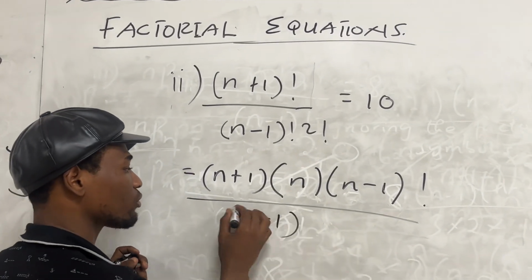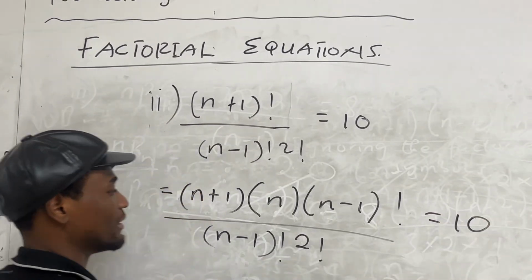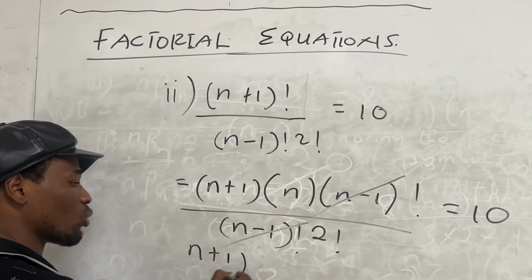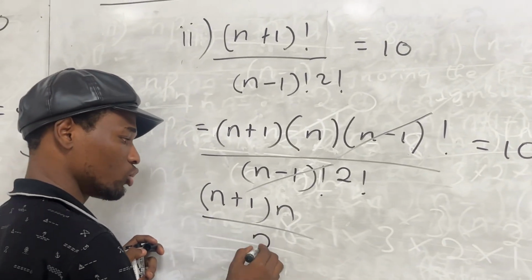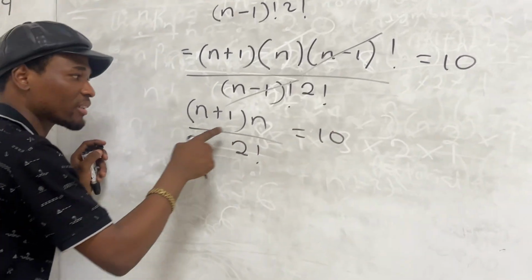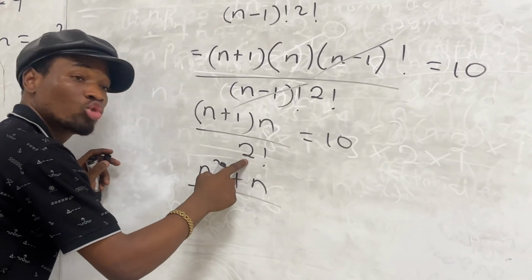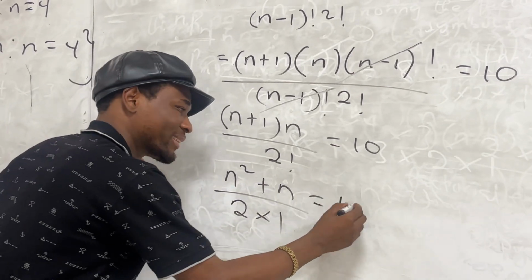N minus 1 all factorial times 2 factorial, which is equal to 10. So this cancels this. Therefore, what do we have? We have n plus 1 multiplying n over 2 factorial, which is equal to 10. Let's expand. N times n is n squared, plus n, over 2 factorial, which is the same as 2 times 1, which is equal to 10.